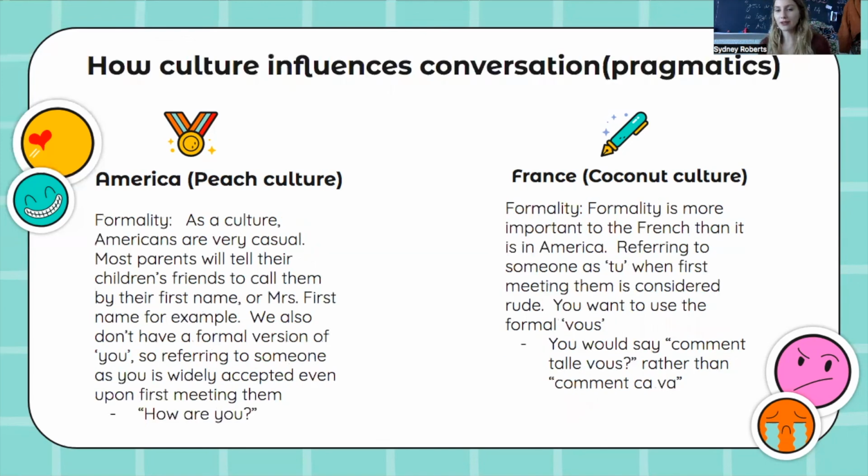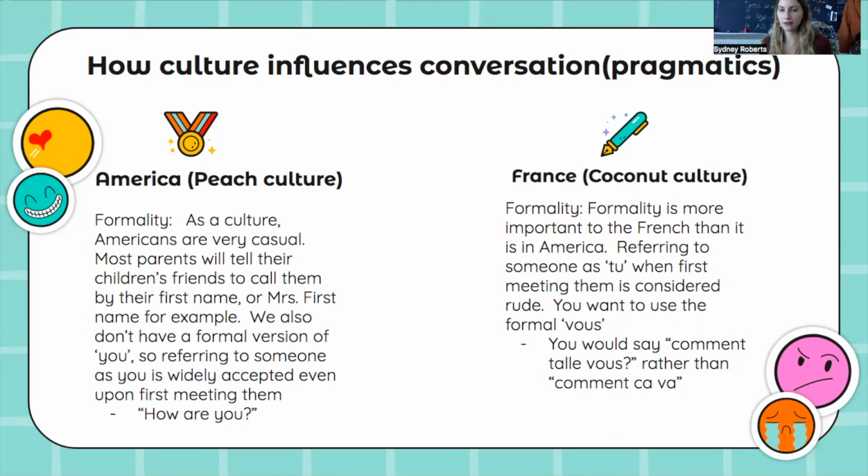And then formality is another big part of communication. So as a culture, Americans are very, very casual. Most parents will tell their children's friends to call them by their first name or Mrs. First Name, for example. We also don't have a formal version of you. So referring to someone as you is widely accepted even upon first meeting them, like, how are you? There's not a more formal level of that pronoun.